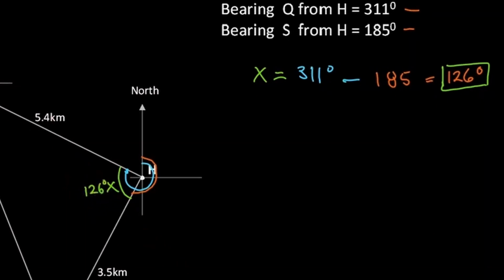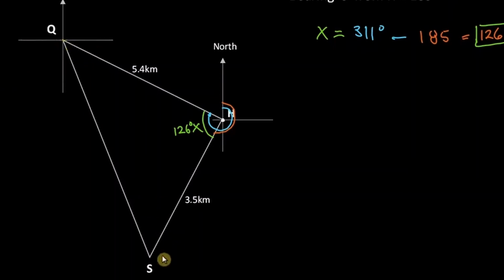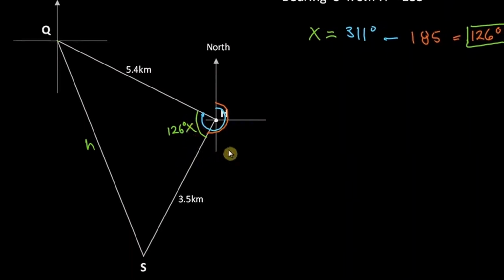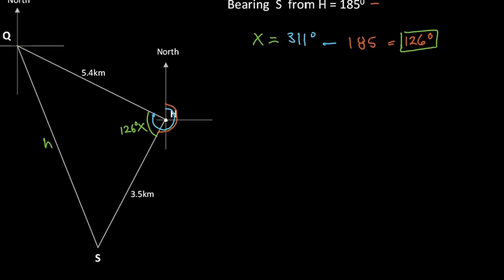So note that our next task is to find the length QS. If we call this side H, then we note that we have two sides and the included angle, so we know we should apply our cosine rule. Whenever we have two known sides and the angle between those two sides, we can apply the cosine rule. So we could write H squared is equal to the square of the sides, which is 5.4 squared plus 3.5 squared minus 2 times 5.4 times 3.5 multiplied by the cosine of 126 degrees.